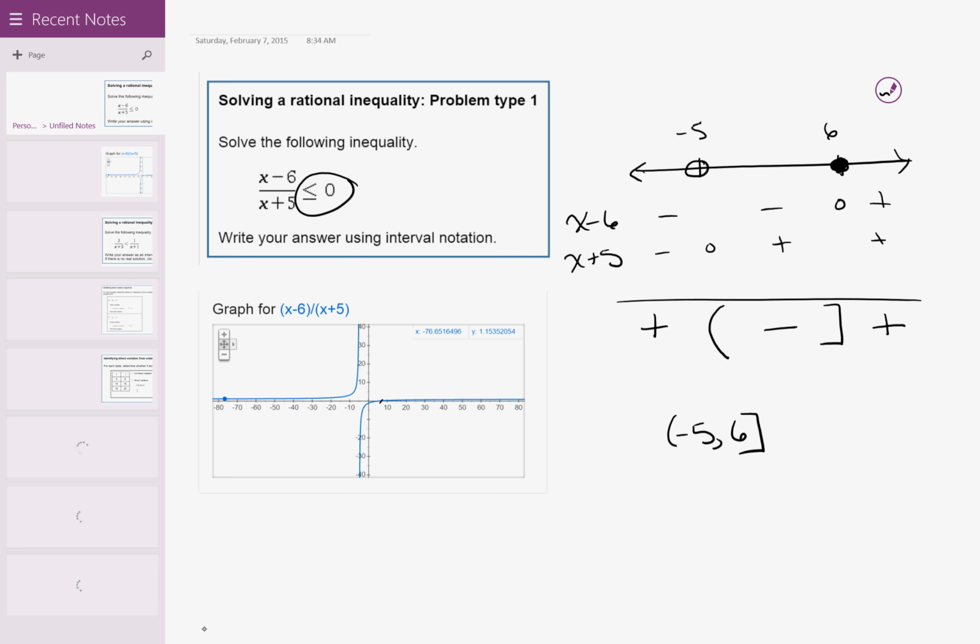Watch the denominators and the restrictions on the values of x, because the common mistake here would be to include -5. -5 can't exist in the original expression.